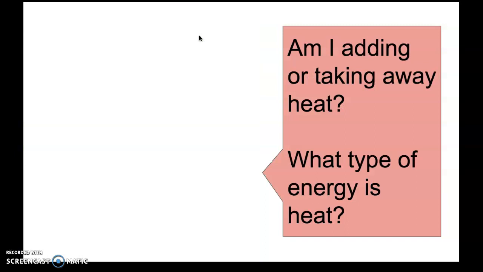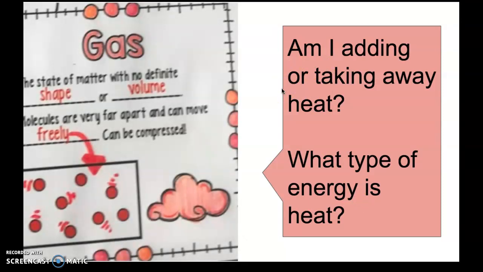All right, so if I'm moving from a liquid to a gas, am I adding or taking away heat? Hopefully you were able to tell me that I'm adding heat. And then again, what type of energy is heat? What did we say? Hopefully you were able to identify this time for sure that heat is a form of kinetic energy. So I am adding heat, and therefore I'm adding kinetic energy when I move from a liquid to a gas. So when I evaporate.